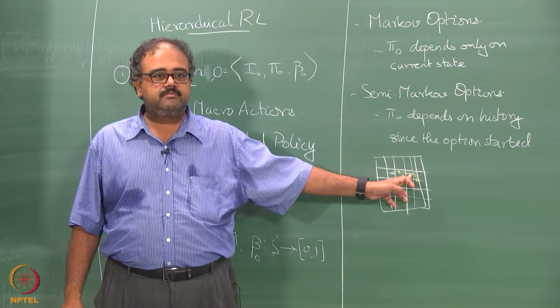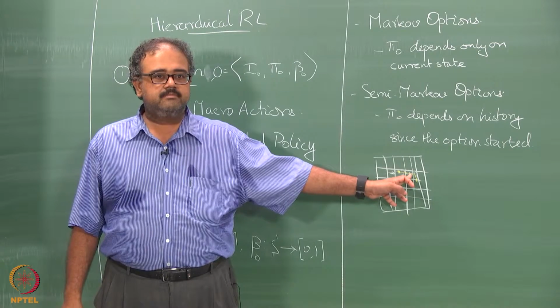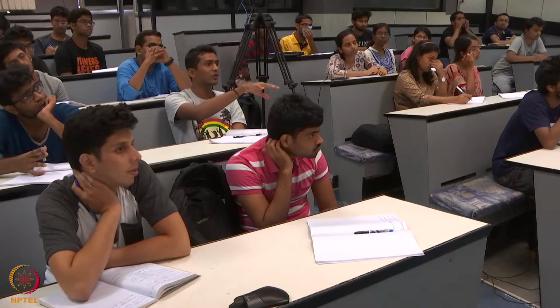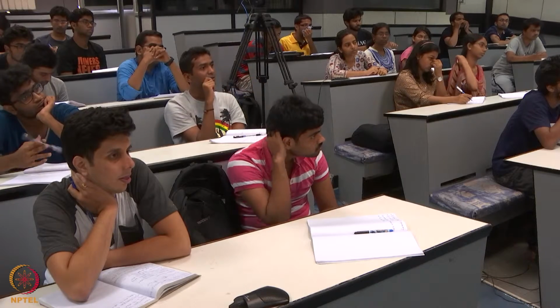Can you give an example where this would be helpful and not non-Markov? I mean, a Markov option would not be very helpful, but this one would.